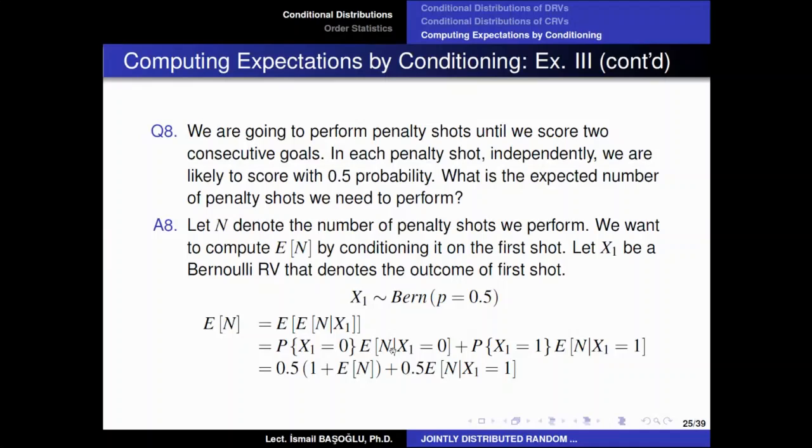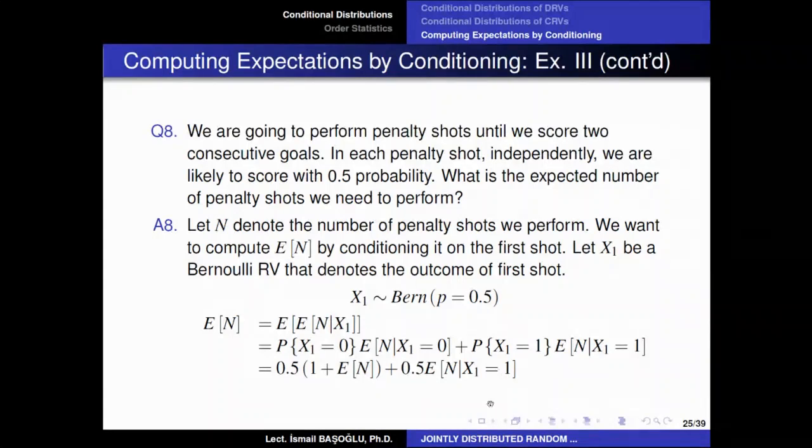Now what happens if you score your first shot? If you score your first shot, my friends, then the expected value of n, given that x1 is equal to 1, is going to be computed by conditioning it on the second shot. Because if you score your first shot, now you can stop in the next shot if you score that too, but if you miss your second shot, you are going to restart from the beginning, right?